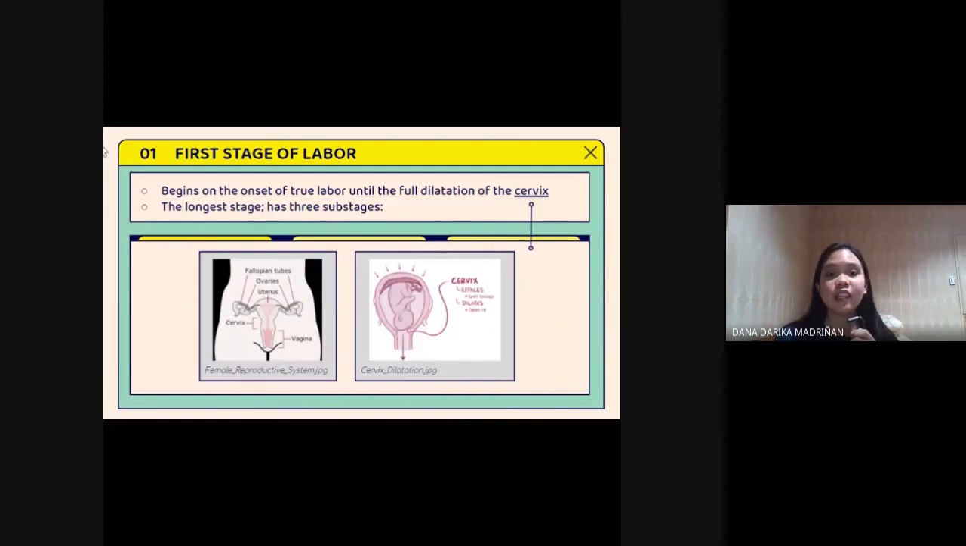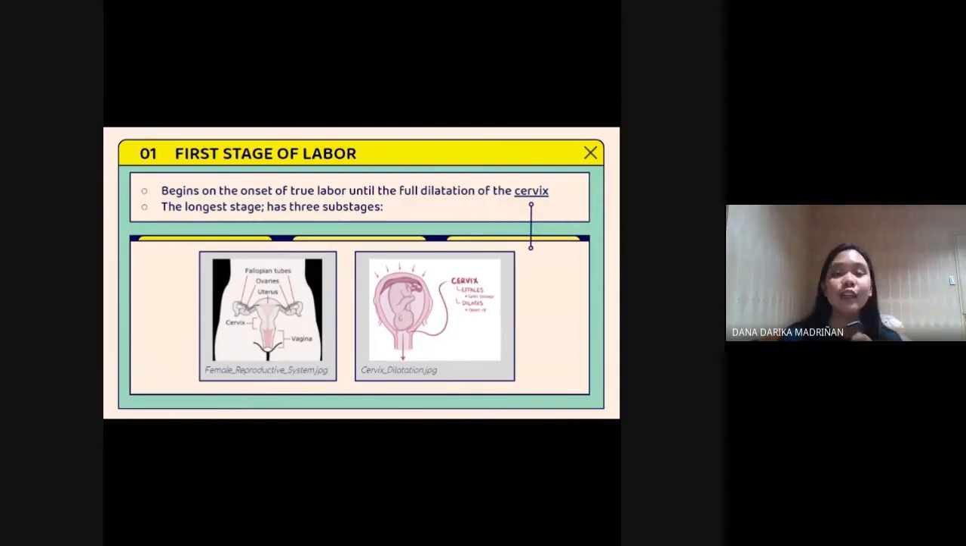Ang first stage of labor po ay nagsisimula once na nagka-true labor na po si mommy, hanggang sa tinatawag nating full dilatation of the cervix. Ang cervix po ay ang lower portion ng uterus o sa Filipino po, matres po ni mommy. Ito rin po nagsisilbing opening po sa vagina kung saan dadaan po si baby palabas kay mommy.